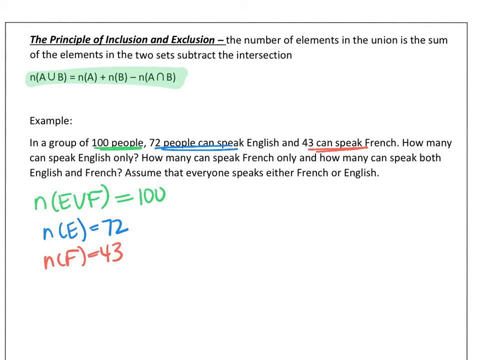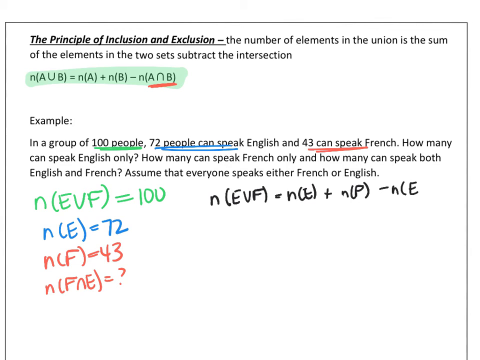How many can speak English only? How many can speak French only? How many can speak both French and English? Okay, so in this formula, I'd be able to figure out the number that speak French and English. If I use my formula, it would say the number that speak English or French would equal the number that speak English plus the number that speak French, subtract the number who speak both English and French.